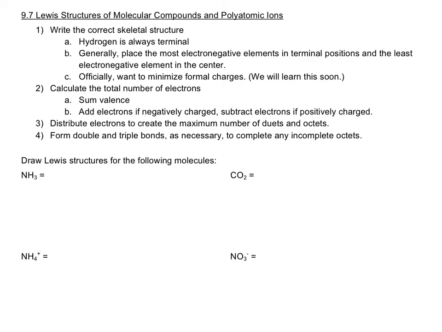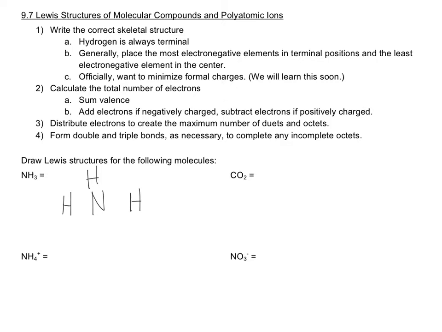So you should be able to look at your periodic table and see that nitrogen has 5 valence electrons and hydrogen has 1, and we have 3 of those. So that's a total of 8 valence electrons for NH3. I told you that hydrogen has to be terminal, so that means that nitrogen is going to go in the middle, and we'll put hydrogens the whole way around.